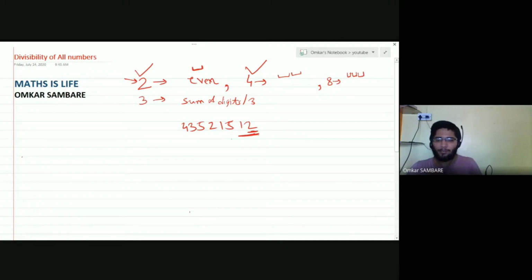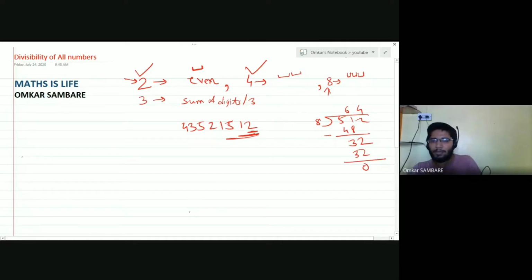Let's check the last three digits now. 512. Whether 512 is divisible by 8. For 8 we are taking the last three digits. So if 512 is divisible by 8, then the whole number will be divisible by 8. So let's divide 512 by 8. Then you will get 8 6s are 48. Remainder will be 3, and then 8 4s are 32. So it is divisible by 8 also. So the whole number is divisible by 8.